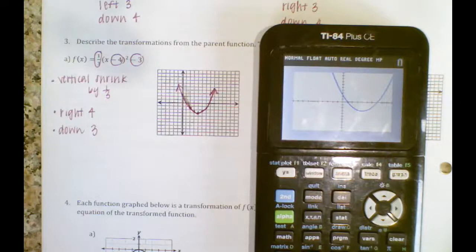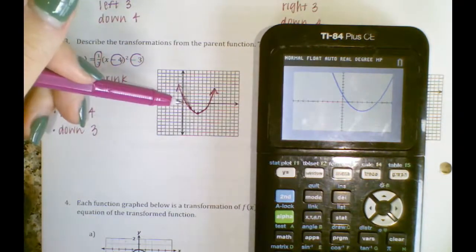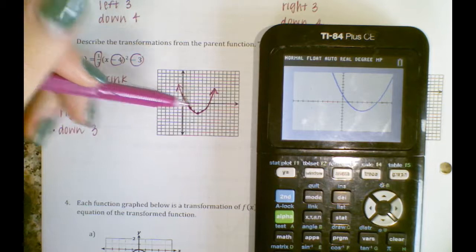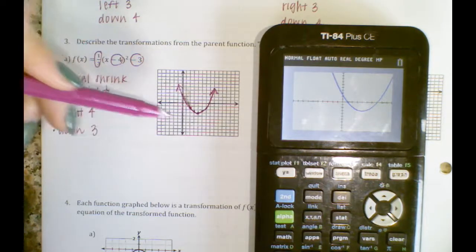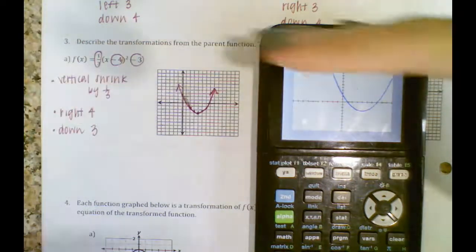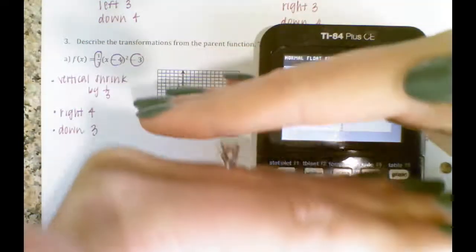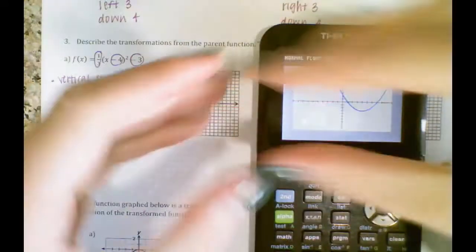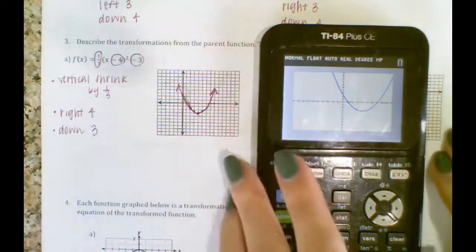And you guys can also double check your transformations by saying like, okay, I know the vertex of a parent function is at 0, 0. My graph did move to the right 4 and it moved down 3. And looking at this vertically, it looks like my graph shrunk. So vertically shrinking would go like this way. The graph squishes this way, which means it gets wider. And that's what happened. So very good.